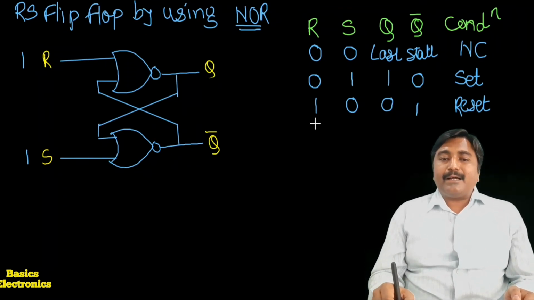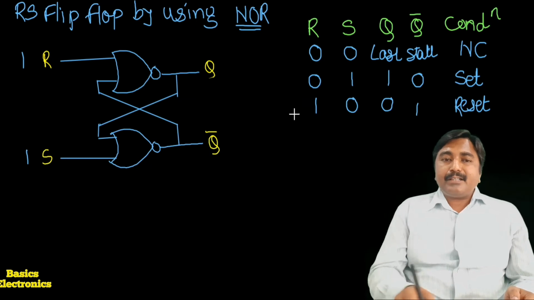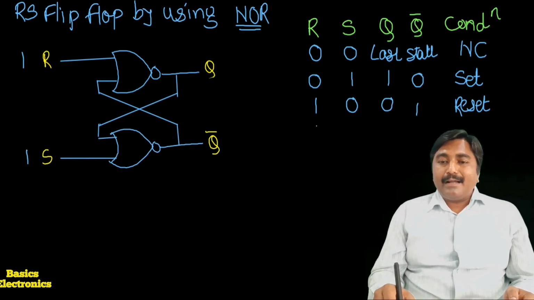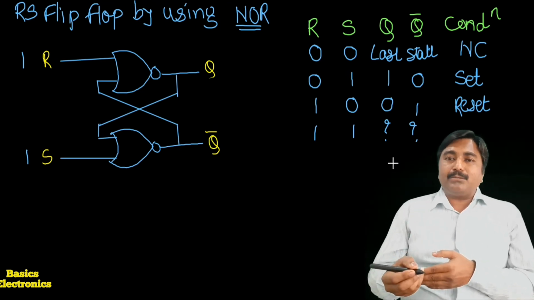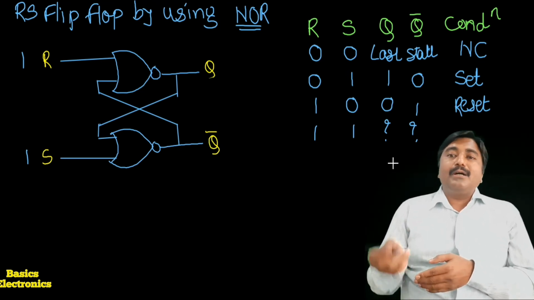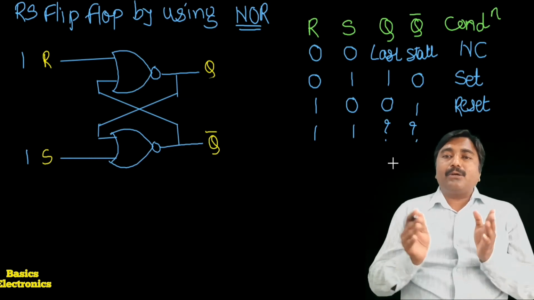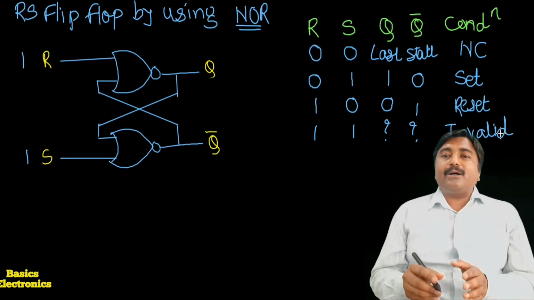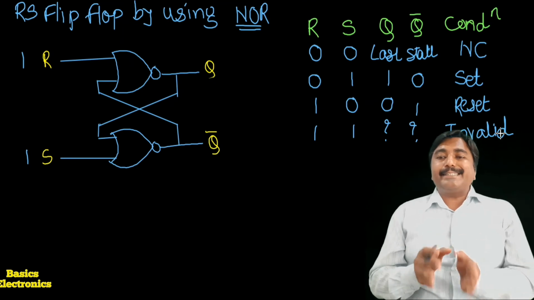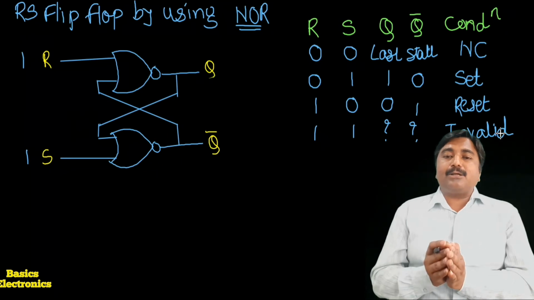Okay, so here we write down the same state when R is equal to 1 and S is equal to 1. Here we get a question mark. We write down a question mark because it is not defined whether Q is equal to 0 or Q bar is equal to 0, or Q is equal to 1 or Q bar is equal to 1. And this condition we call the invalid condition. You can write down here the forbidden condition, or instead of forbidden or invalid, you can also write down the race condition of the flip-flop.